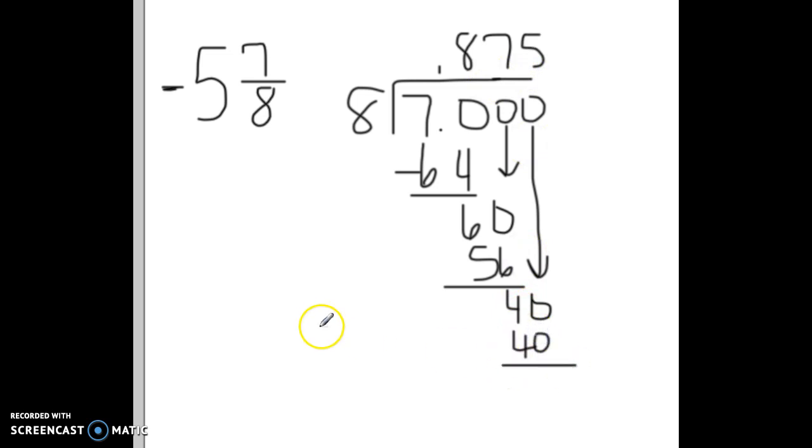So let's look and see how we'll write our answer. We go back to the original problem, and we'll write -5. And then instead of the fraction, we are going to replace that with the decimal .875. Okay, so -5 7/8 is equal to -5.875.